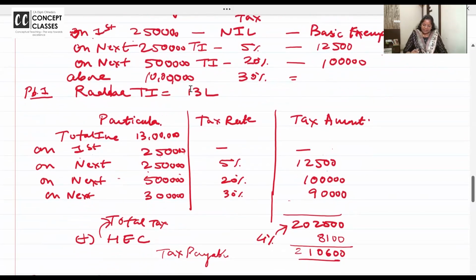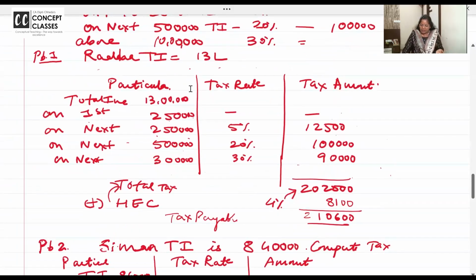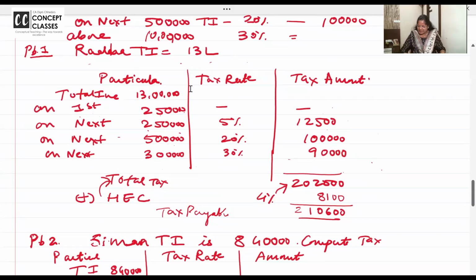Right? So yesterday's question I want to revise: Radha is having a total income of 13 lakhs. So on the first 2,50,000 nil, next 2,50,000 5%. 5 lakh to 10 lakhs, on the next 5 lakh 20%. And above 10 lakhs, जो 3 lakh है इस पे 30% है. So the total tax is coming, and cess is coming.